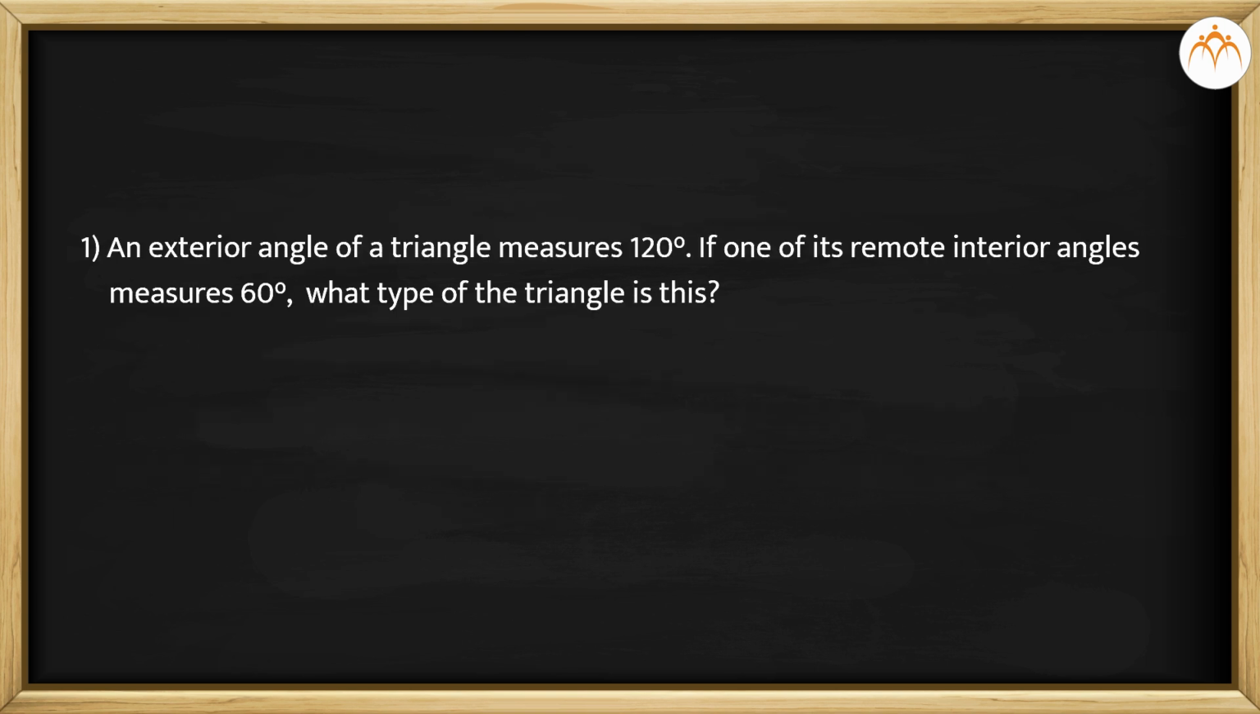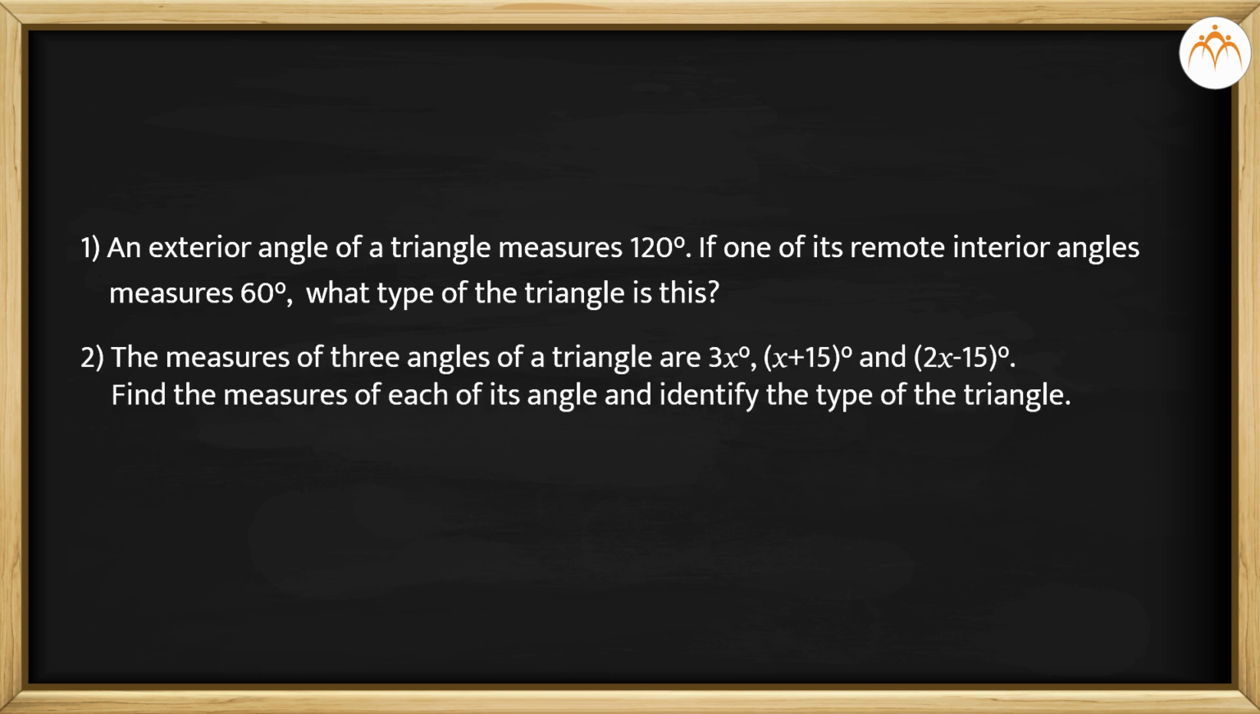Exercise. An exterior angle of a triangle measures 120 degree. If one of its remote interior angles measures 60 degree, what type of triangle is this? The measures of three angles of a triangle are 3x degree, x plus 15 degree and 2x minus 15 degree. Find the measures of each of its angles and identify the type of the triangle.